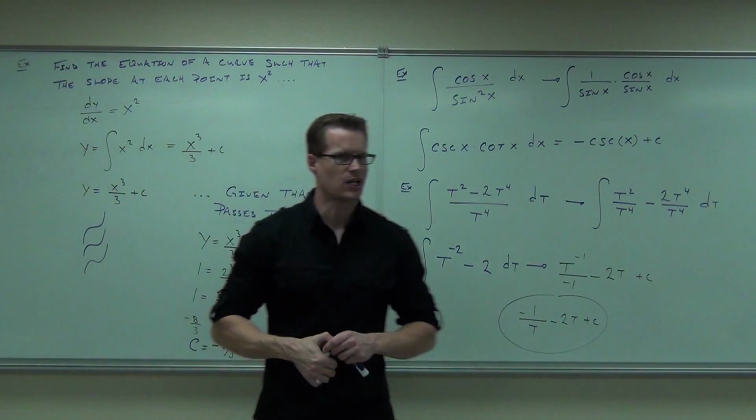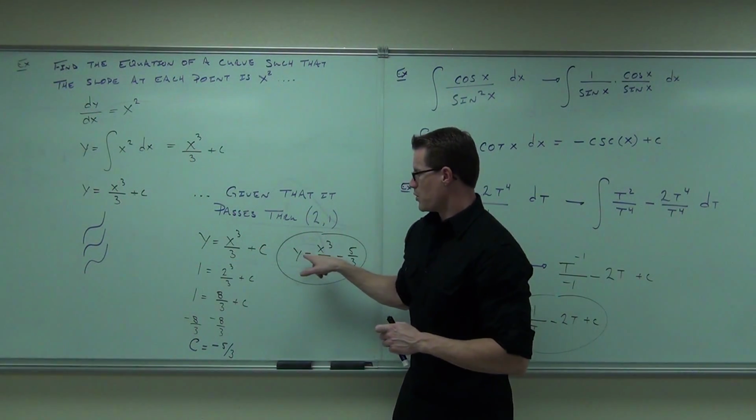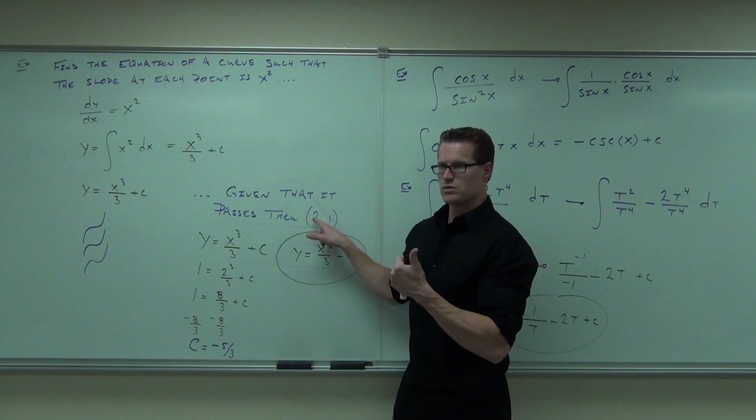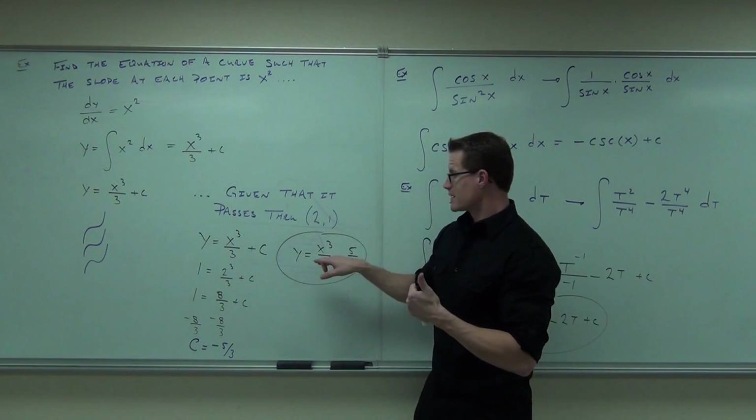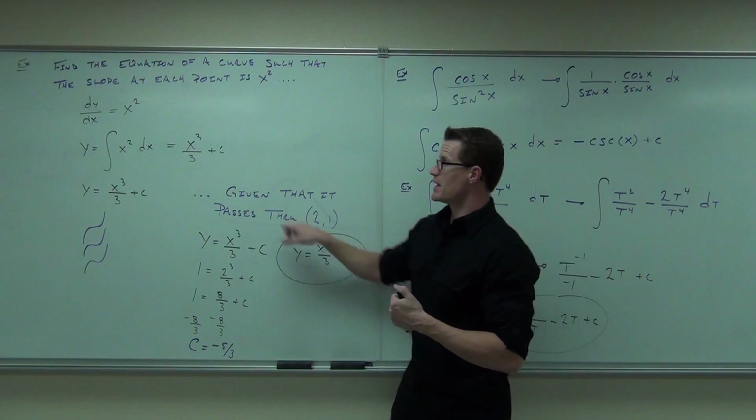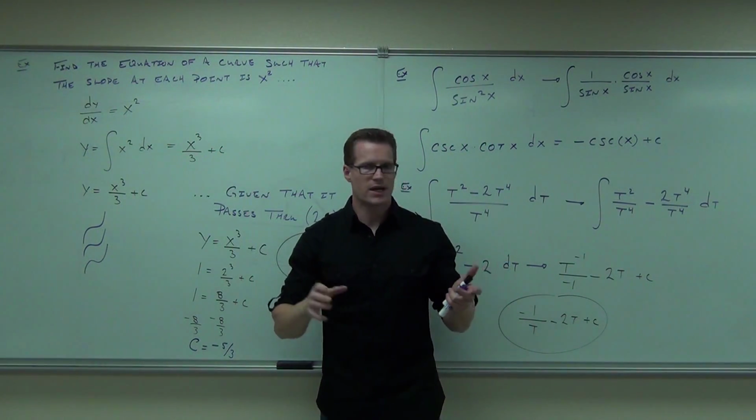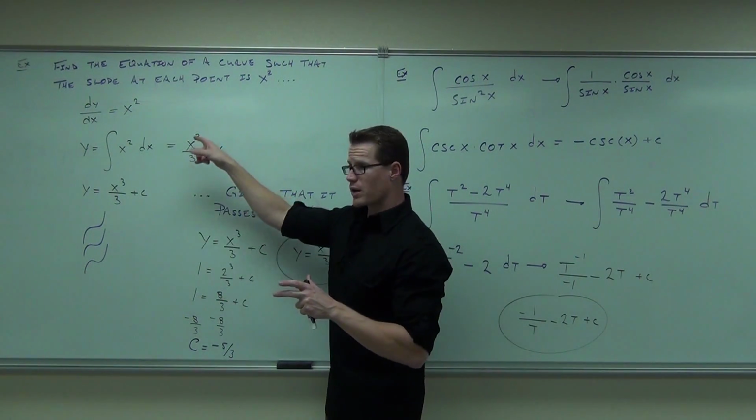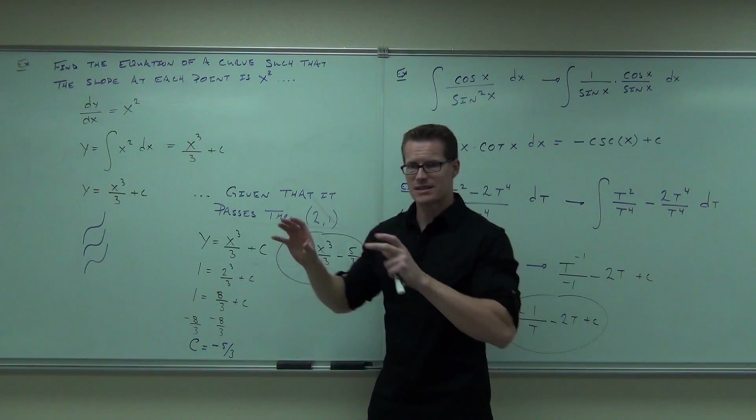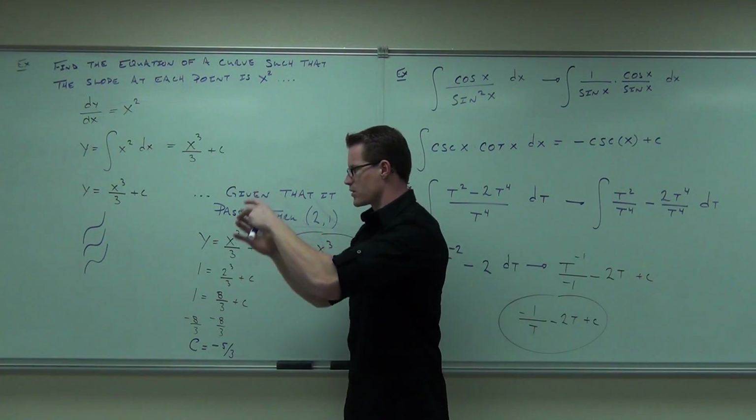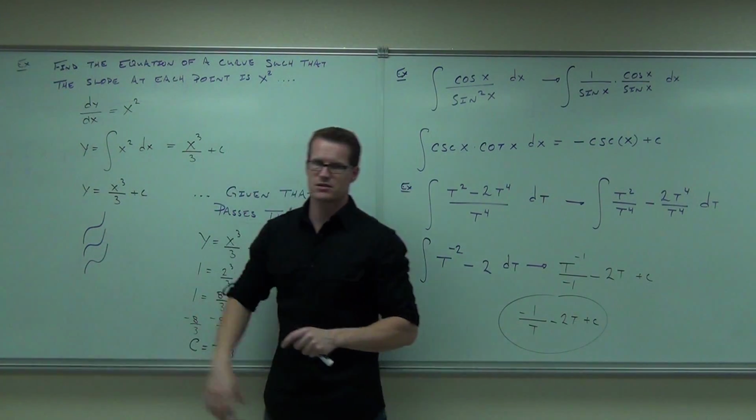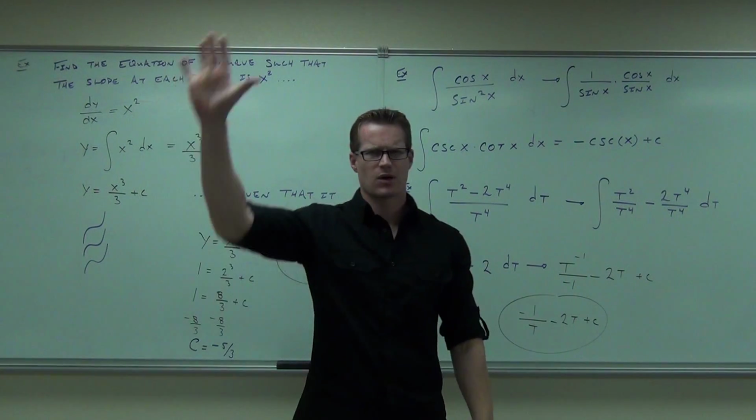Let's verify that for a second. Is this going to go through the point (2, 1)? Sure, that's how we found c. When I take a derivative of this, does it give me x squared? Then this is the only equation, so that when I find the slope at each point, it's x squared and goes through this. That says it's not a family anymore. We've narrowed it down to one of these graphs. How many feel okay with that one?